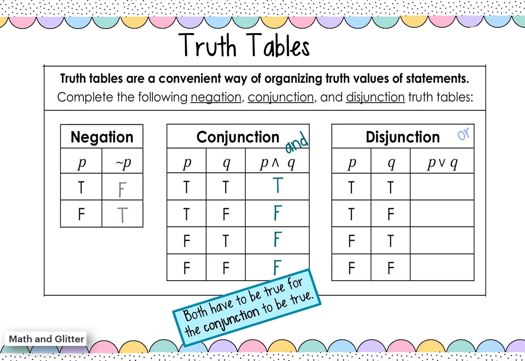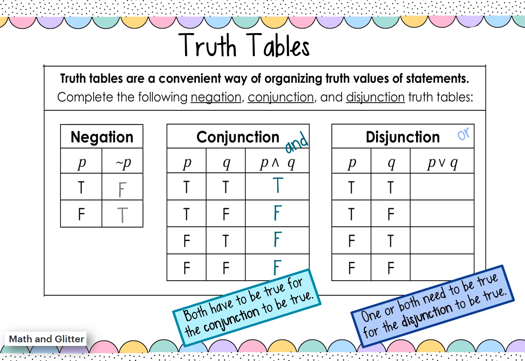Now, disjunction is an or. And with or, you need at least one of them to be true. So one or both need to be true for the disjunction to be true. So the first one's true. We have two trues. We have one true, one true. Oops, this is false because there's not at least one truth value in the P and the Q column.